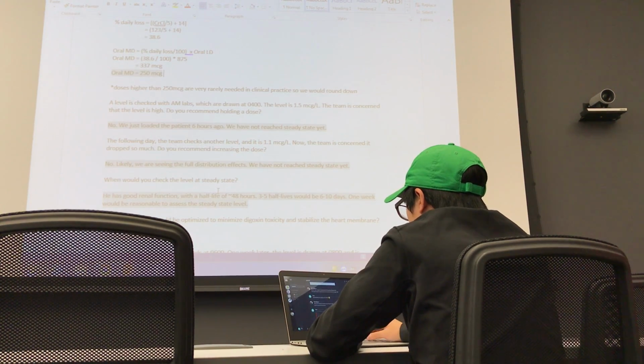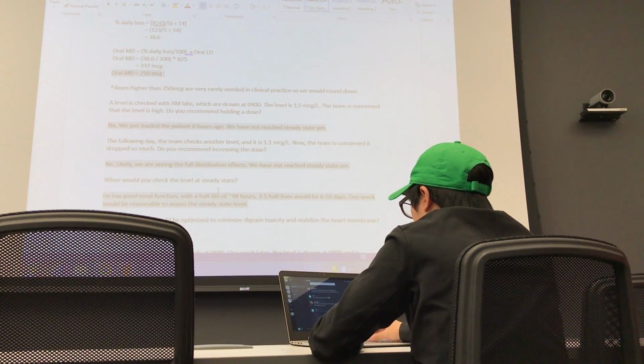like, we should skip the dose, we're gonna DC it. You're like, this number is not meaningful to us. All right, now the level is drawn at 5 in the morning, which is basically AM labs. His last dose was given at 9 in the morning the day before. The level is 1. Is this good or bad?